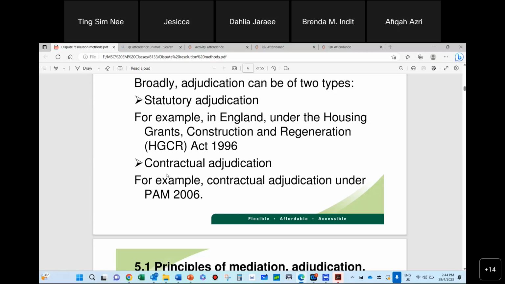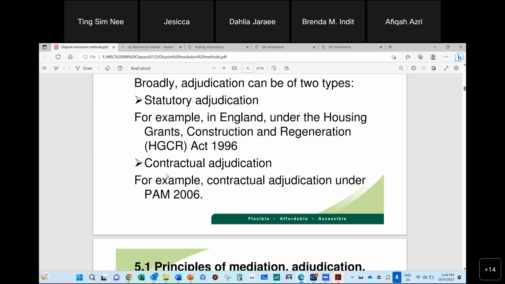So statutory adjudication is actually implemented in England, UK, because why? Statutory adjudication is like a mini court. It's like a court that is specially for housing grants, construction, and regeneration. It's under that act. So when you go for adjudication, it is as good as you're going to a court, but this court is especially set up to listen to construction, housing, and related kinds of cases. So it takes the load away from traditional court cases, judges, lawyers, and all that. So it's statutory adjudication. So in UK, they do that.